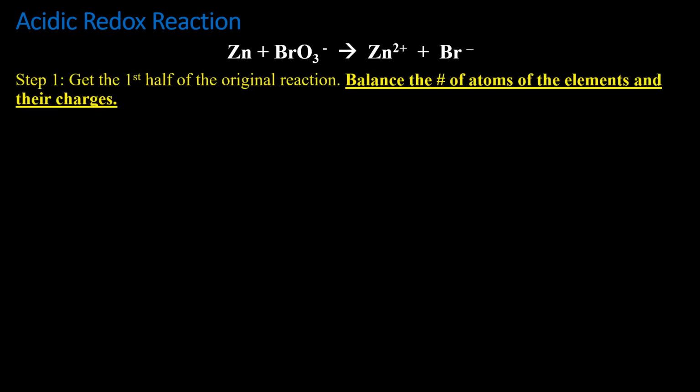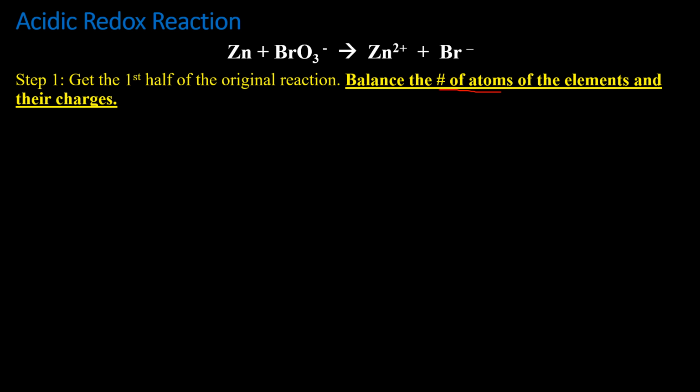Next one is how to balance an acidic redox reaction. So I am going to take this example: Zn plus BrO3 negative yields Zn2 positive plus Br negative. Just like the basic redox reaction, the first step is to get the first half of the original reaction. Again, you balance the number of atoms and their charges.